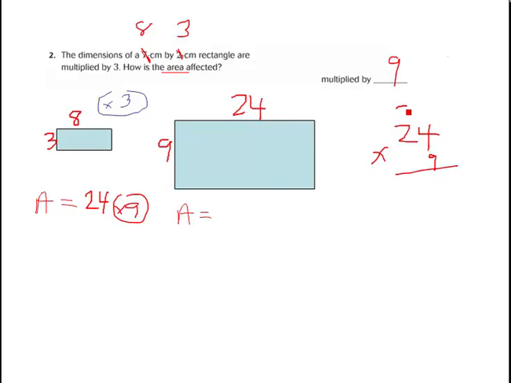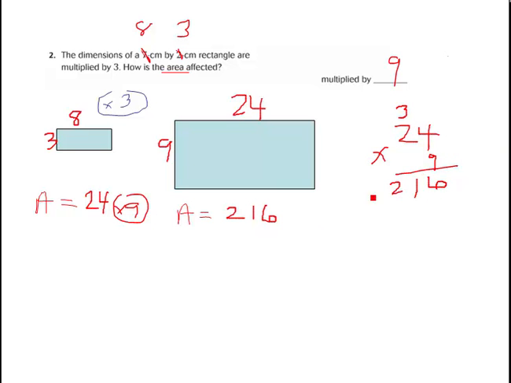Here we get the 36. 2 times 9 is 18. 21 with the 3 more. The larger area is 216 square centimeters. Now, is 24 times 9 216? And this is the evidence that it is, right?